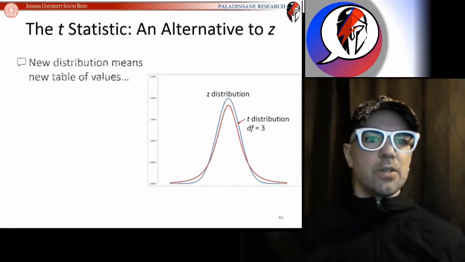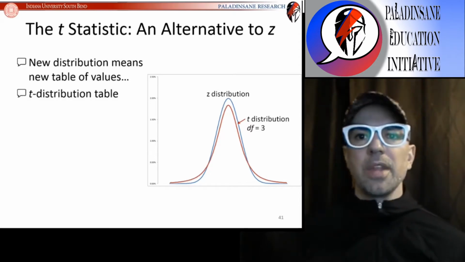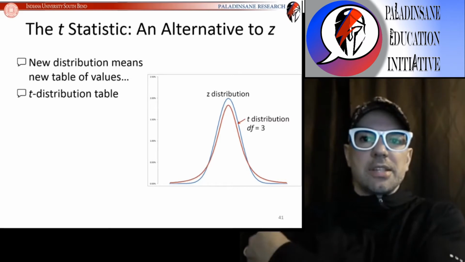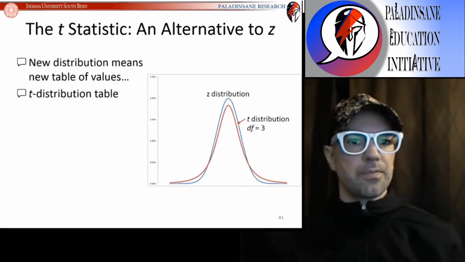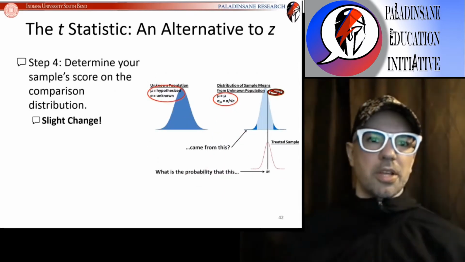All right, so this new distribution means a new table of values, your t-distribution table, and that's where we're going to be looking up our lines in the sand. That's where we're going to be looking up our cutoff scores. All right, step number 4, determine your sample score on the comparison distribution.